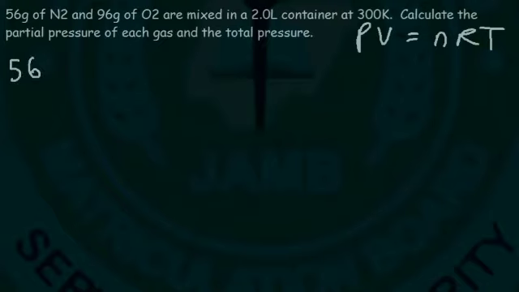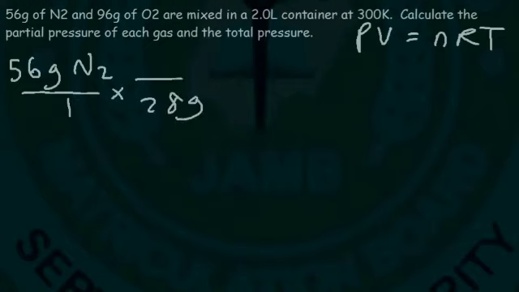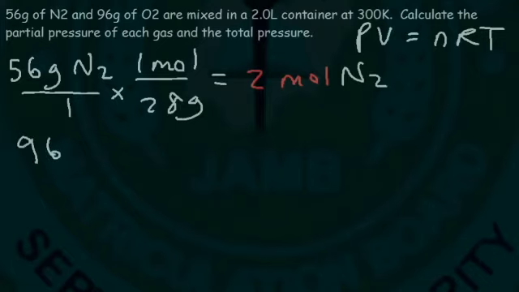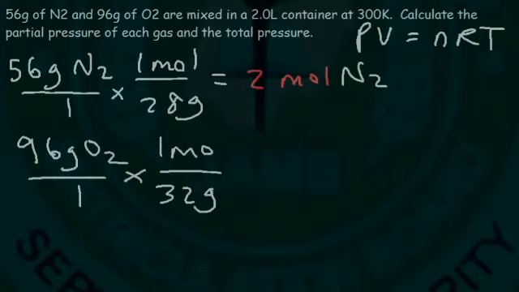So let's start with 56 grams of N2. The molar mass of N2 is 28 grams per mole. So 56 divided by 28 is 2. So we have 2 moles of nitrogen gas. Now let's do the same for O2. The molar mass of O2 is 32 grams per mole. And 96 divided by 32 is 3. So we have 3 moles of oxygen gas.